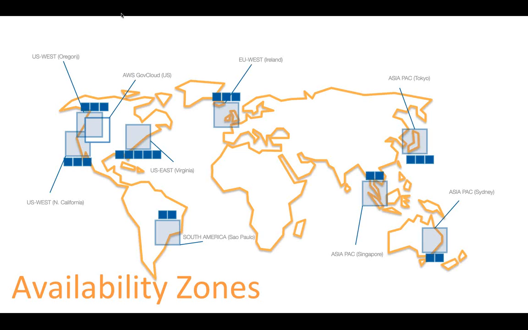This physical separation is very important because it allows you to define failure domains. It means that you can deploy your application across multiple availability zones, and should an availability zone become unavailable for some reason, your application, if it's correctly architected, will still function.